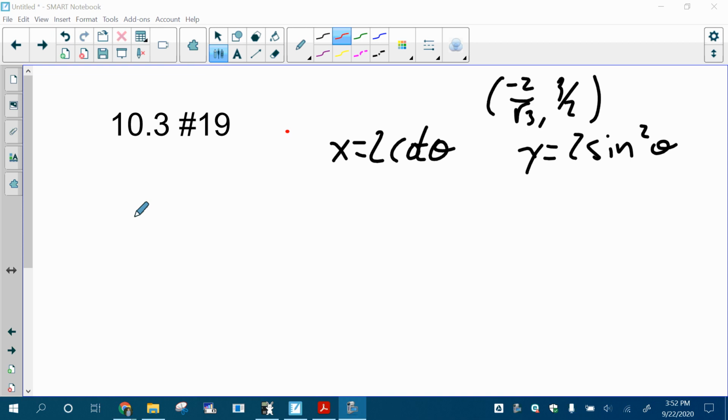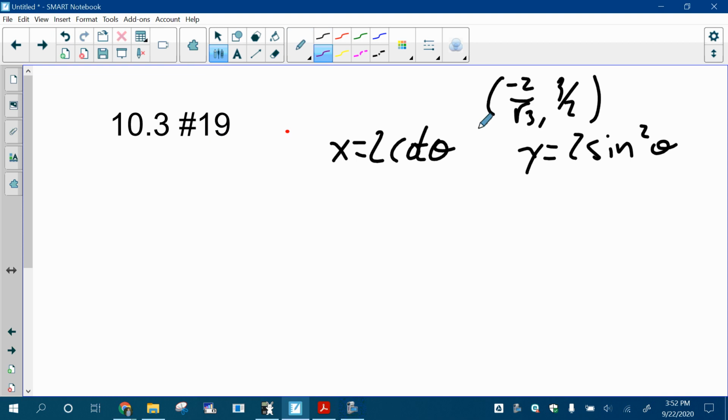Query number 19 is asking us to write the equation of the tangent line to the curve at each point. I'm just going to do this first point, and then I hope that you guys will be good after that, because it's kind of just going to be repetitive after that. So, the equation of the tangent line at this point, okay?